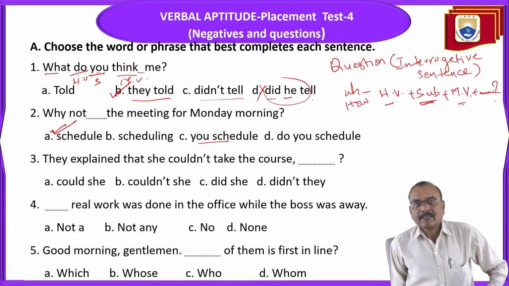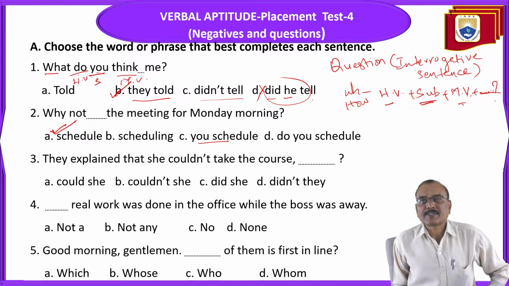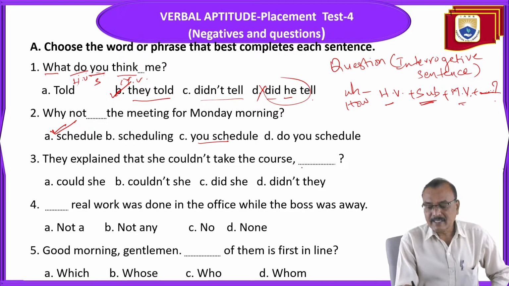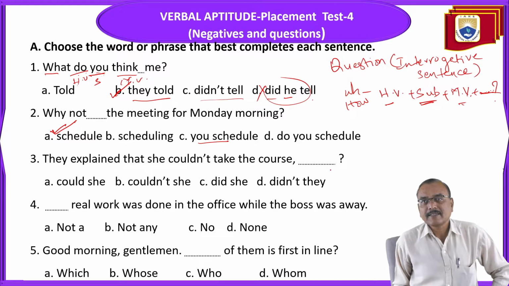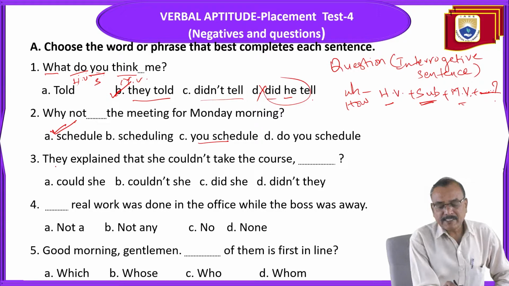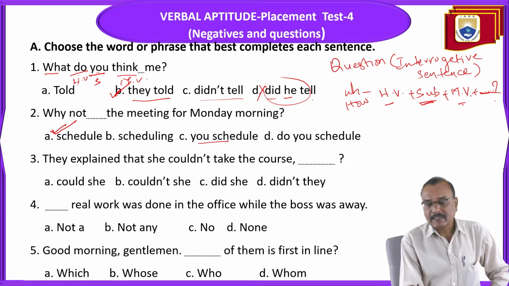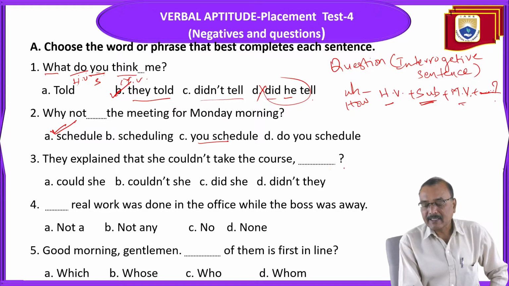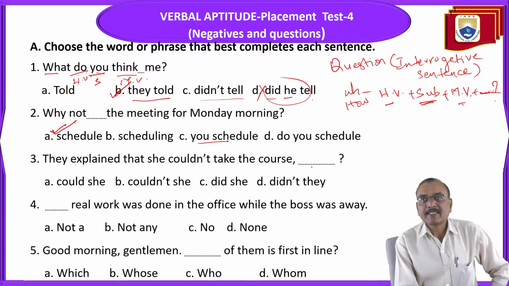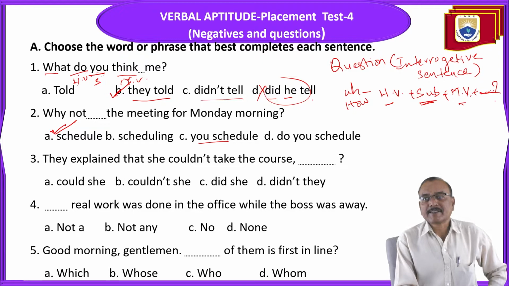Next, let us come to the third one. They explained that she couldn't take the course. So here, a comma is there. Again here, what should be kept in the blank? After giving a statement, if there is a comma, and again if there is a question mark, they are expecting a question tag from us.